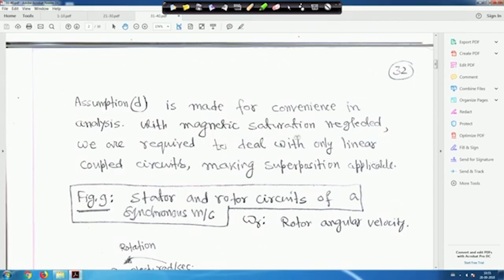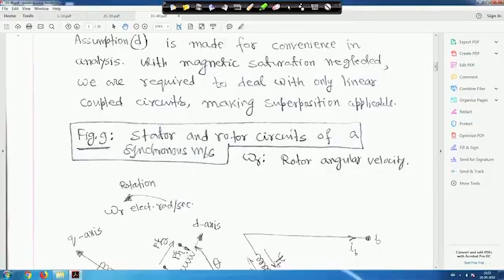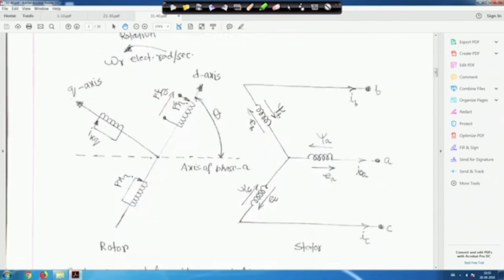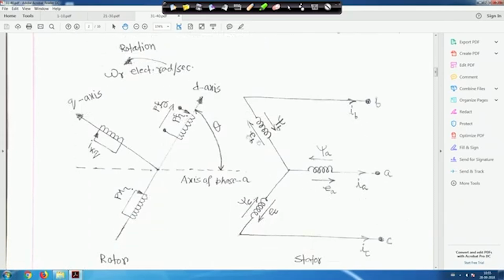making superposition applicable. For research purposes, you have to consider everything, all non-linearities, right? But here for classroom studies, we will only consider linear coupled circuit analysis, that kind of thing. So now this is the stator and rotor circuit of a synchronous machine, and omega r is the rotor angular velocity.